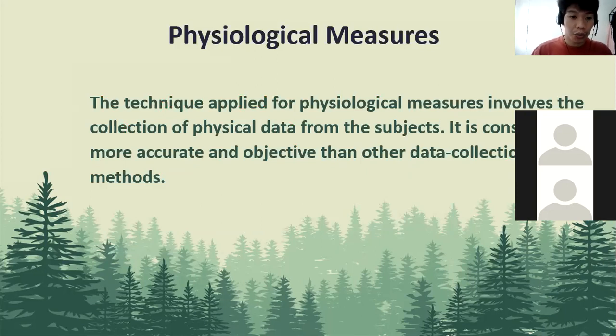Then we also have physiological measures. The technique applied for physiological measures involves the collection of physical data from the subjects. It is considered more accurate and objective than other data collection methods. Some physiological measures, there's definite measurement of gathering the data. Kaya halimbawa, when you measure the temperature, kailangan mo thermometer. When you measure the height, so kailangan mo og instrument that can measure height. It could be measuring scale, like so by pwede magamit. Like if you want to measure the weight of a person, so kailangan og a weighing scale. So there's the kind of data that you can gather when it comes to using physiological measures are objective.